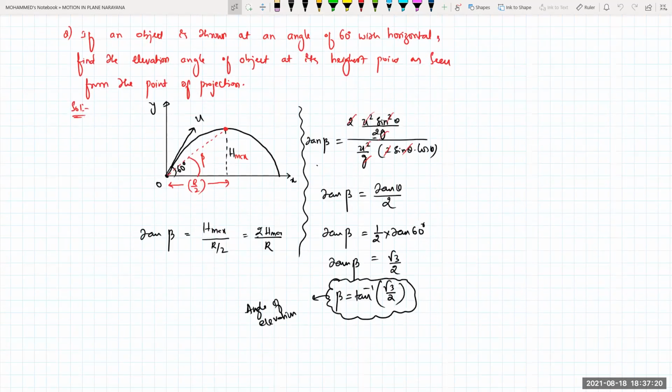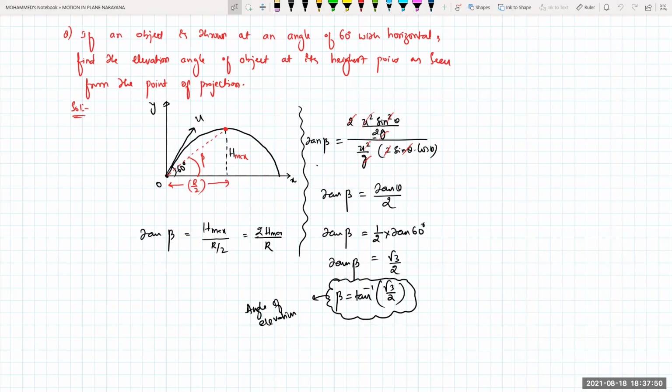This is really something important. If an object is being thrown at an angle of 60 degrees with the horizontal, find the elevation angle of the object at the highest point as seen from the point of projection. Elevation angle means the angle made by the point O to the highest point. The problem is telling that the object is projected at an angle of 60 degrees, and when the ball reaches the highest position, the angle made by that highest position with the initial position is some beta.